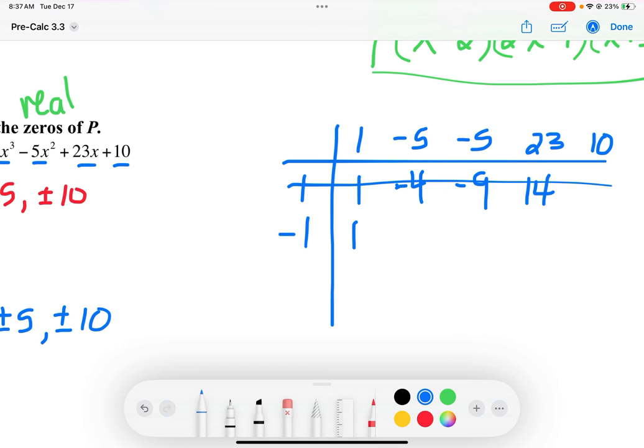Bring down the 1. -1 times 1 is -1. Add it up, you get -6. -1 times -6 is 6. Add it up, you get 1.